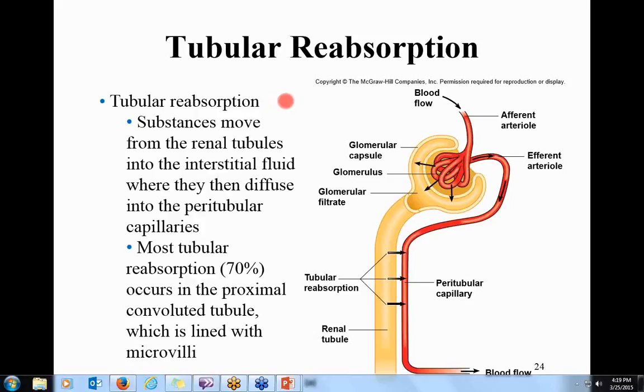Tubular reabsorption. So as substances move into the renal tubules, they are reabsorbed into the peritubular capillaries. And most reabsorption, about 70%, occurs in the proximal convoluted tubule. Remember, it's lined with microvilli. More microvilli, greater surface area, more reabsorption.